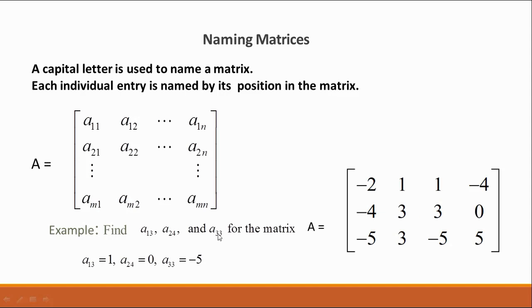Now A33 means the element of third row and third column. At this position we get -5. This is the A33 position, third row and third column. So in this third row and third column position we have the element -5.